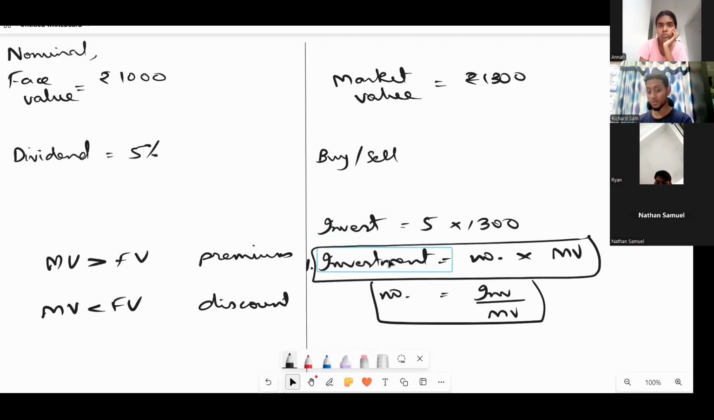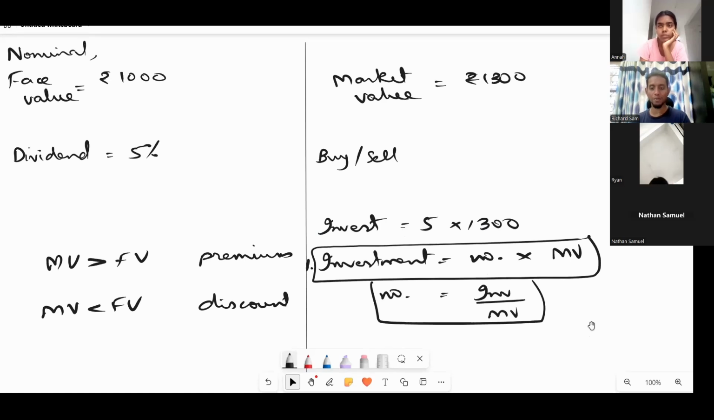All right. So the first formula which we saw, I'll say that again, was how much you're investing. Suppose I want to buy 5 shares and each share is 1,300. Then I have to invest 5 into 1,300 rupees. So the formula for investment is number of shares into the market value.